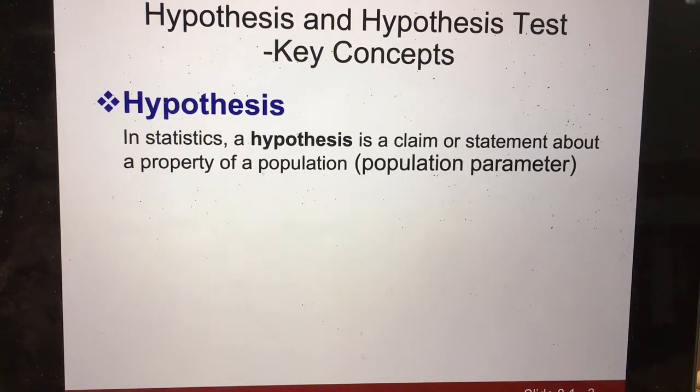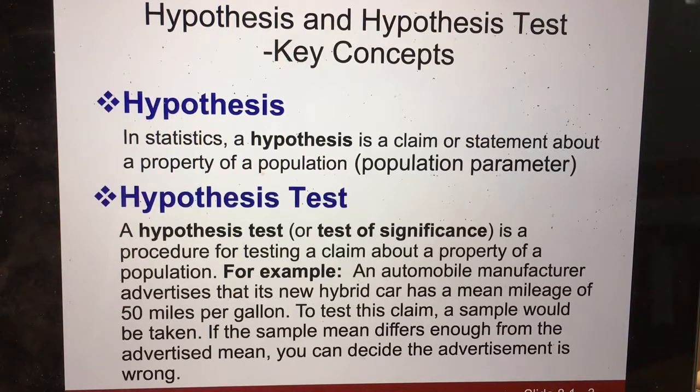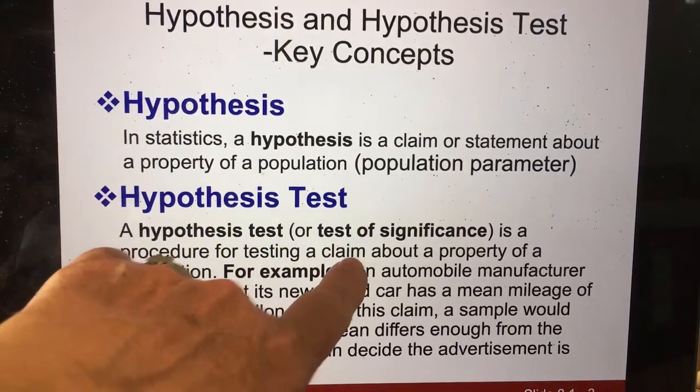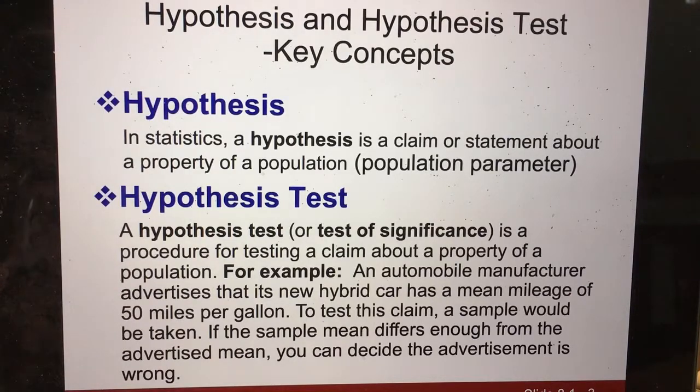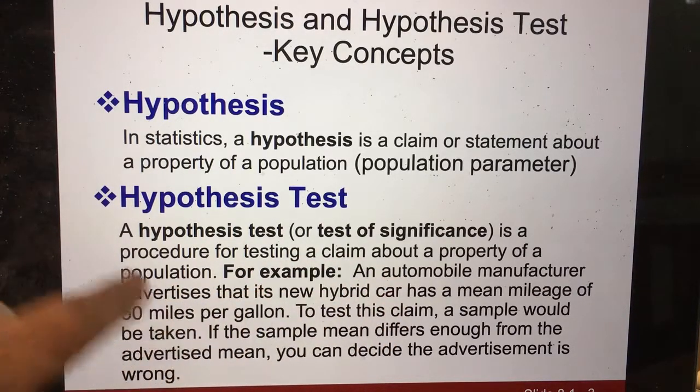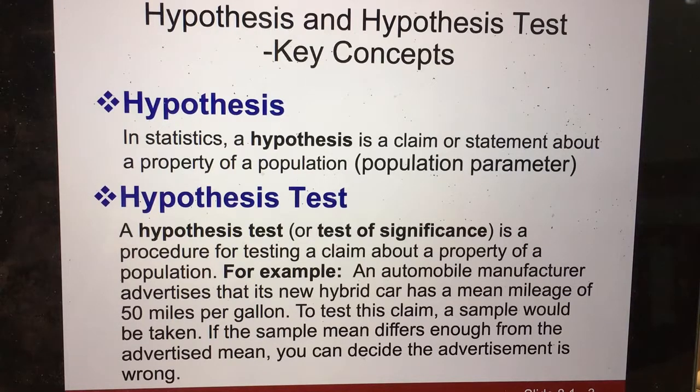So a hypothesis is a claim or a statement about a property of a population or a population parameter. A hypothesis test is a procedure for testing a claim about a property of a population or a population parameter. An automobile manufacturer advertises that its new hybrid car has a mean mileage of 50 miles per gallon. To test this claim, a sample would be taken. If the sample mean differs enough from the advertised mean, you can decide that the advertisement is wrong.